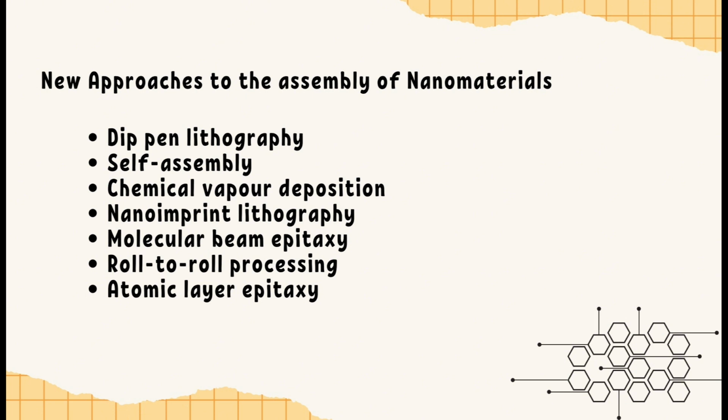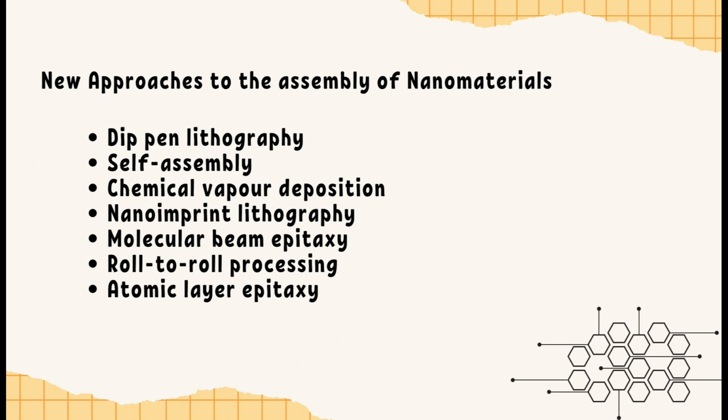Dip pen lithography is a method in which the tip of an atomic force microscope is dipped into a chemical fluid and then utilized to write on a surface, like an old-fashioned ink pen onto paper. This tip loaded with molecular ink is brought into contact with a substrate to create patterns or designs on the nanoscale.